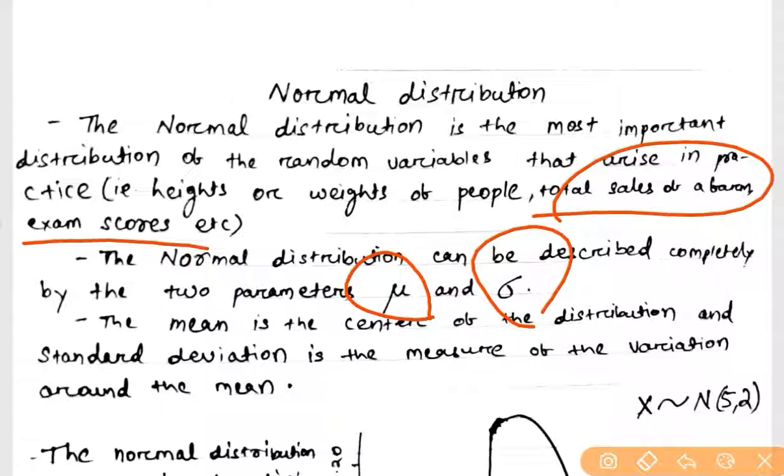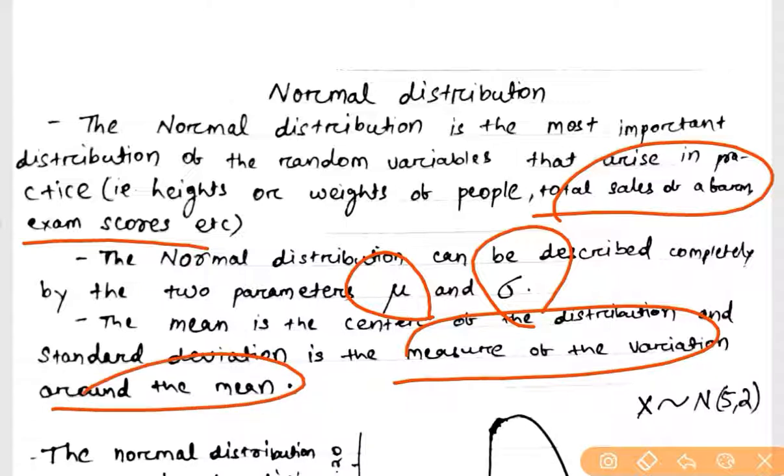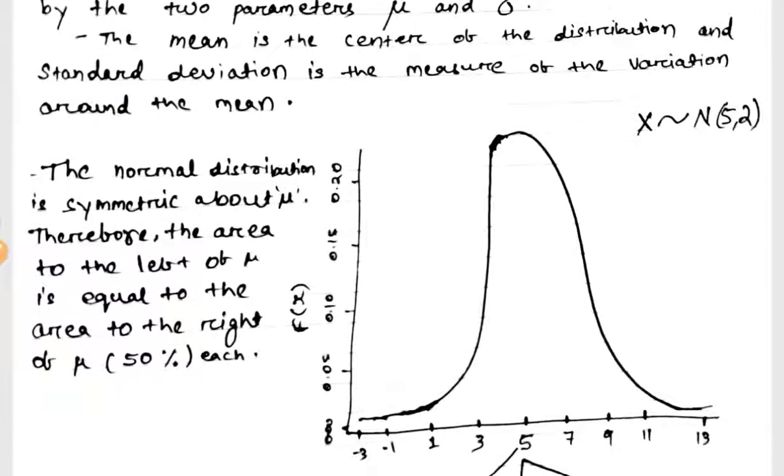One is the mean and the other is sigma, that is the standard deviation. The mean is the center of the distribution and the standard deviation is the measure of the variation around the mean. In a separate video, we will understand more about standard deviation. The normal distribution is symmetric about mu.